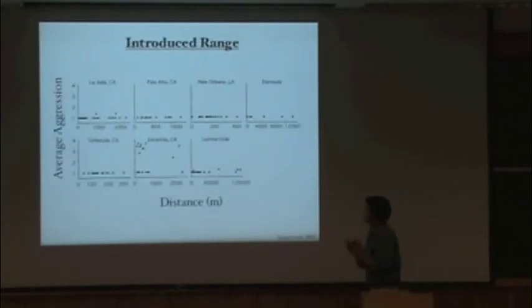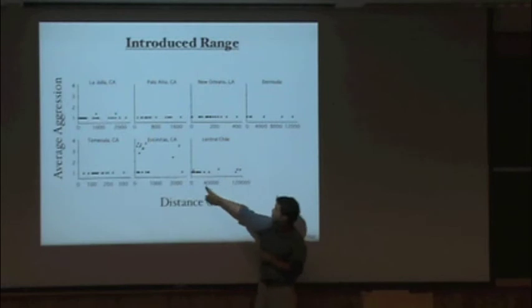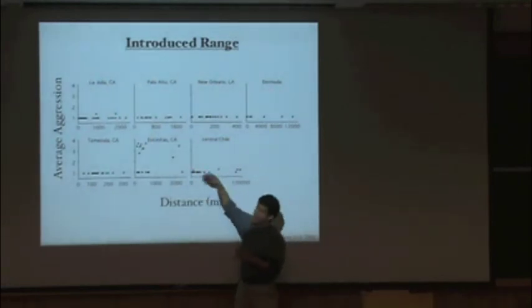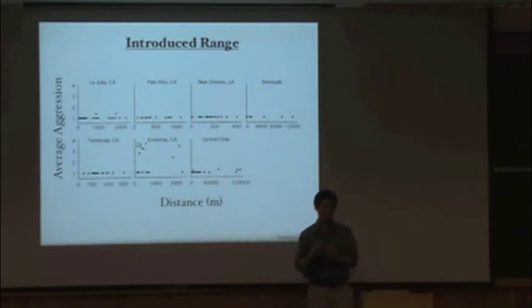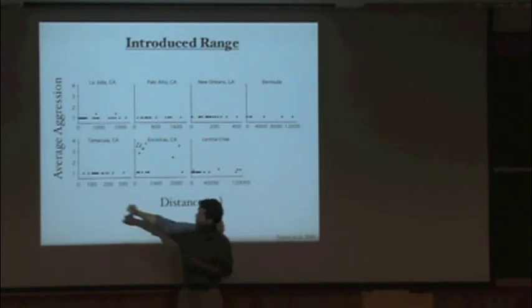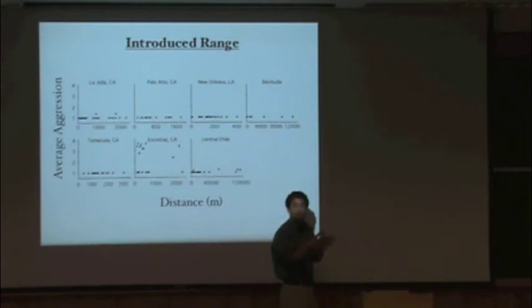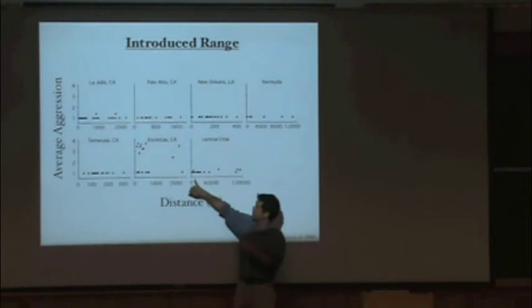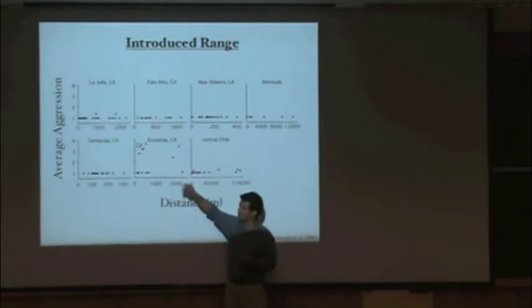These are data that I collected a long time ago at a few different sites in the introduced range of Argentine ants. What's shown here on the x-axis is distance between nesting sites that are being tested. On the y-axis is the average level of aggression between ants from those different sites. So basically what I was doing here is picking up Argentine ants, walking 100 meters away or 200 meters away, picking up Argentine ants at the second site, putting them together in a behavioral assay, and recording their aggression. If they just sniff each other and basically ignore each other, that's a very low aggression score of 1, indicating that these ants come from the same colony.